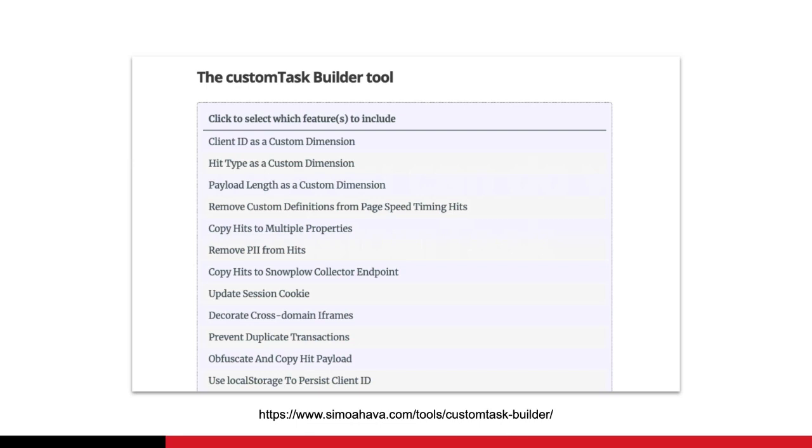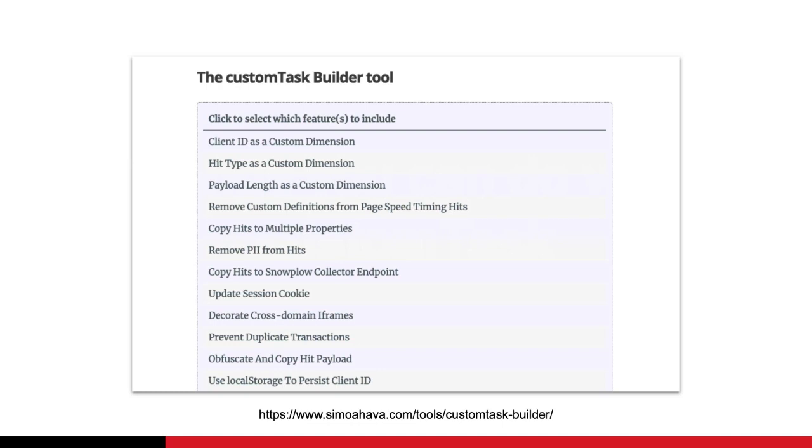If you're using Snowplow, you can use this custom task to copy the hit to the Snowplow collector. There's a session cookie if you want to maintain a cookie that tries to approximate whether a Google Analytics session is currently active. You can use that. Decorate cross-domain iframes is for cross-domain tracking on iframes. Prevent duplicate transactions: if you have a situation where you're collecting more than one transaction from the same user because they're reloading the thank you page, you can use this.